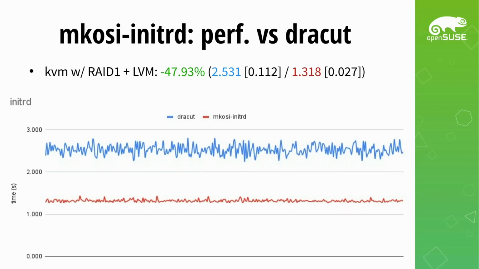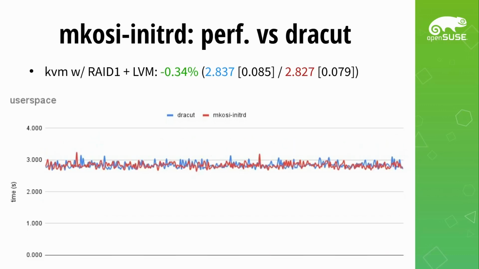And LVM on top of RAID, again, you can see a big improvement from 2.5 to 1.3, which is 1.2 seconds. And user space, very similar, nothing to say.